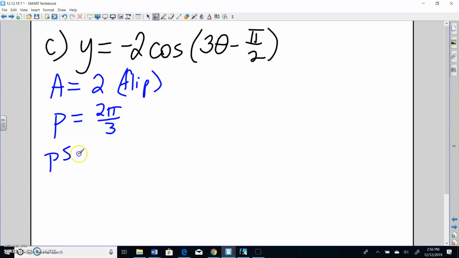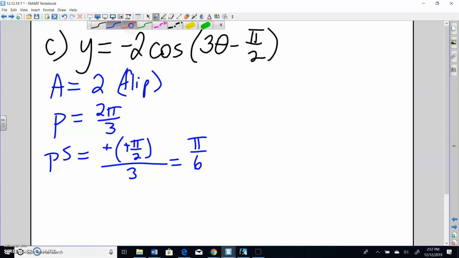Awesome. So phase shift. Phase shift, Gage. What am I going to do to find the phase shift? Negative pi over 2 divided by 3, but because it's negative, it makes it a positive, so it would be pi over 6. Awesome. So we are taking the opposite of C. C is a negative pi over 2, so that's going to make it a positive pi over 2. And then we divide by B, so we're dividing by 3, and that simplifies to pi over 6, positive. Dividing by 3 is the same as multiplying by 1/3. So that's where that comes from.